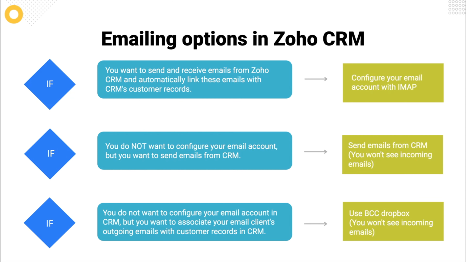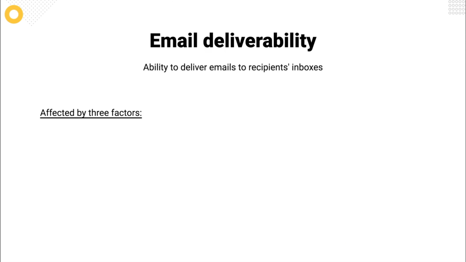Email deliverability focuses on best practices to ensure your emails end up in inboxes of your target audience. It maximizes your efforts so you're not wasting time sending emails that will never reach your audience. Email deliverability is the ability to deliver emails to your recipients' inboxes. It's affected by 3 main factors.